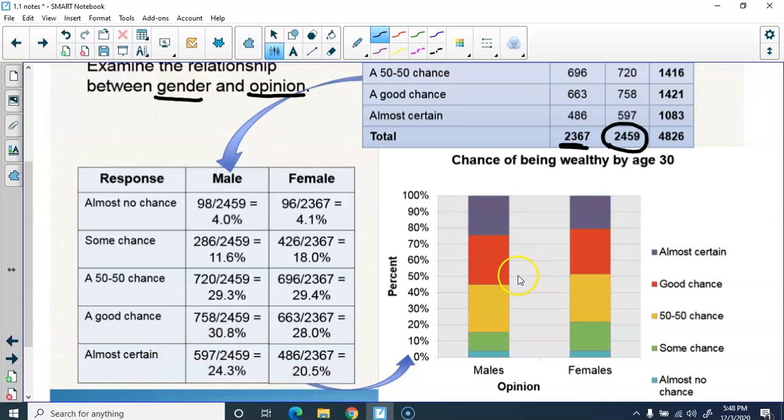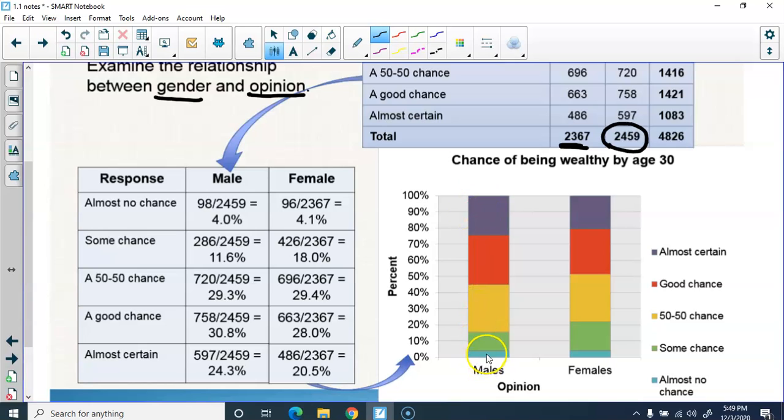Then this is what we call a segmented bar graph. So the total height of the bar is 100%, and each category on the inside, so almost no chance, is blue here. That's corresponding to my answer, 4%. So I have the height of that specific bar about 4%. From there, I have the some chance at 11.6. So the green builds off of the blue at about 11.6. And once I add all of those categories together, I should get 100. And if you didn't, then you made mistakes with your calculations.